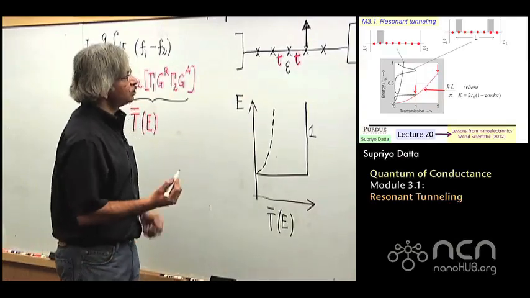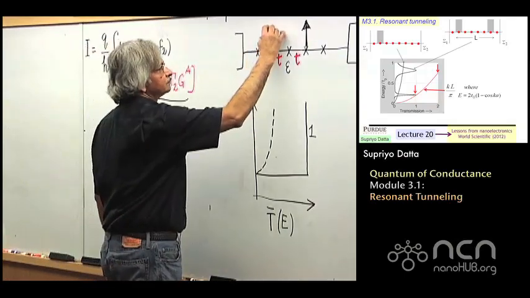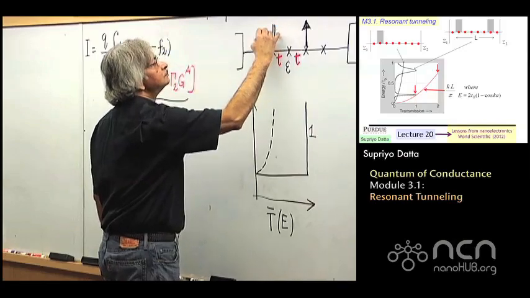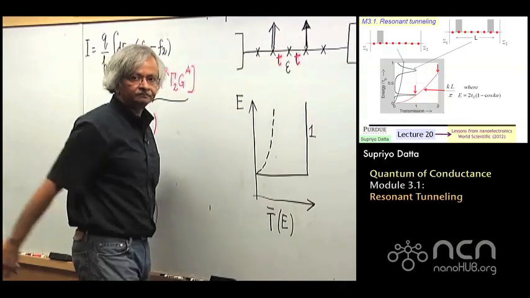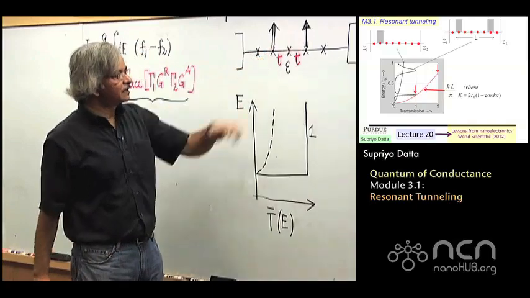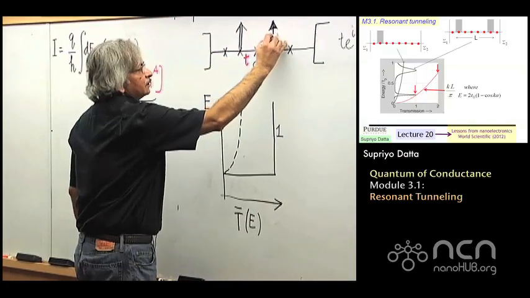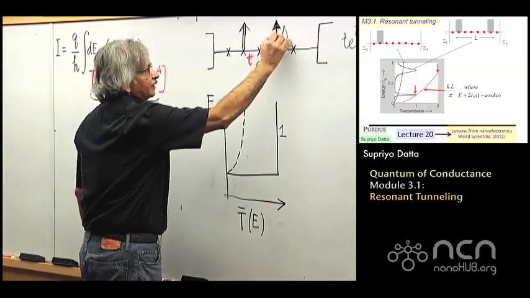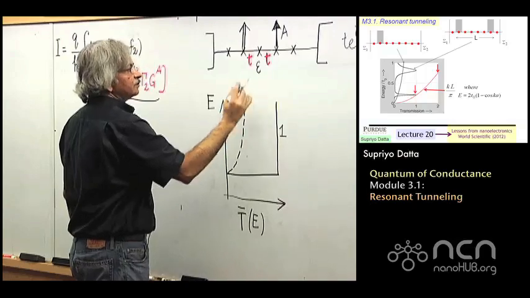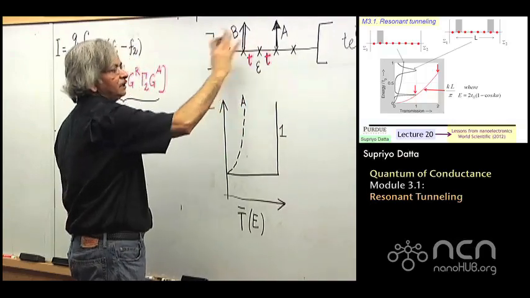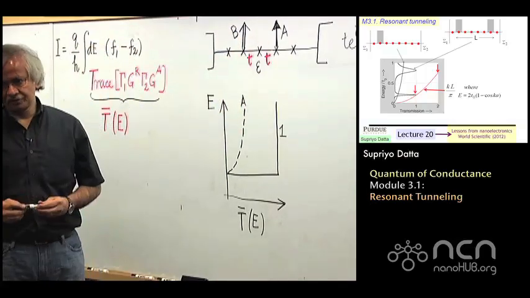Now the question is, what would you see if you had two scatterers? A second one, right? So that's just one scatterer, I will call that A, and that gave us this curve. Now you have two of them, you have A and B. The question is, what do you expect to see?